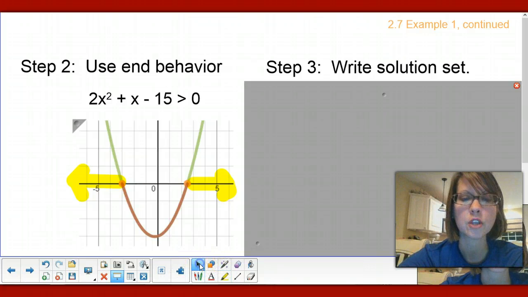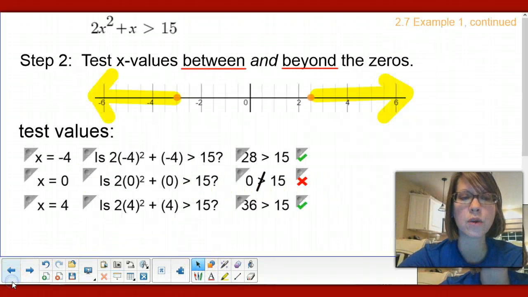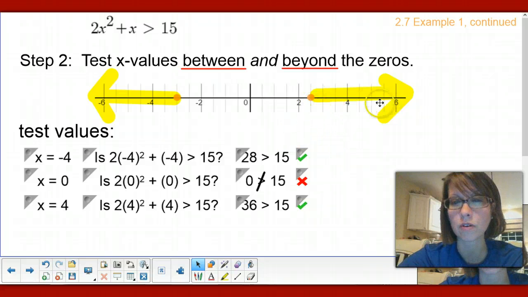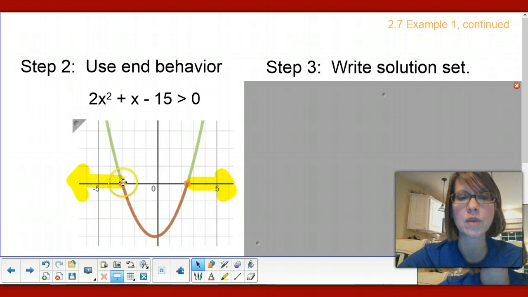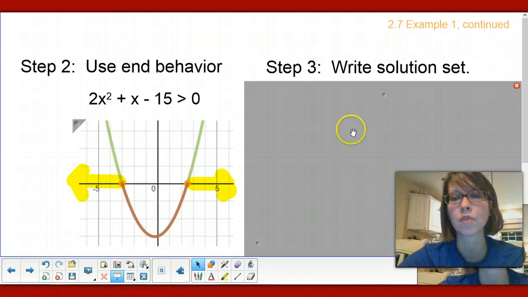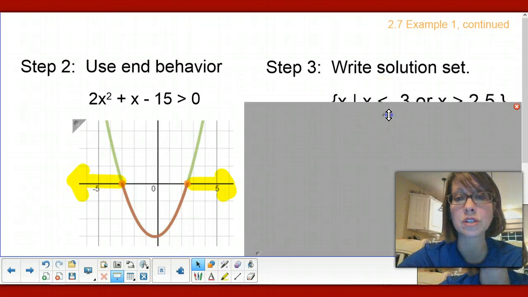Either way, you can find them with the test points that identifies this region, the x values less than -3, the x values greater than 2.5, or you can use the graph to say we need the two pieces that are above the x-axis, so that's going to be greater than 2.5, less than -3. And that's the solution set.